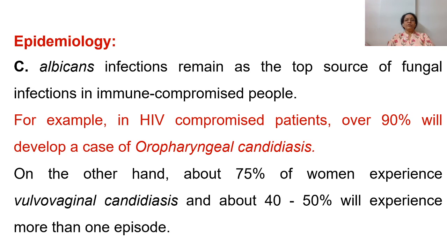As they are a top source of fungal infection in immunocompromised people, nosocomial infections are very common. An example is an HIV patient. Over 90% will develop oropharyngeal candidiasis, which is an important and serious problem in patients suffering from AIDS. On the other hand, about 75% of women experience vulvovaginal candidiasis, and 40 to 50% will experience more than one episode, meaning recurrent infections are possible.